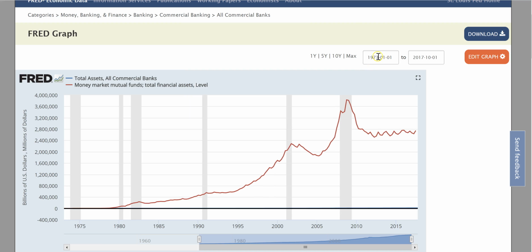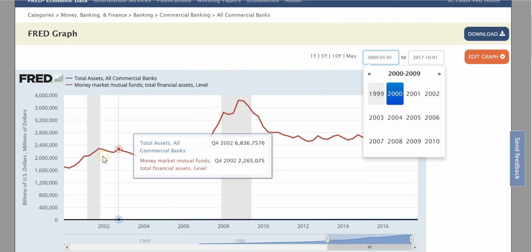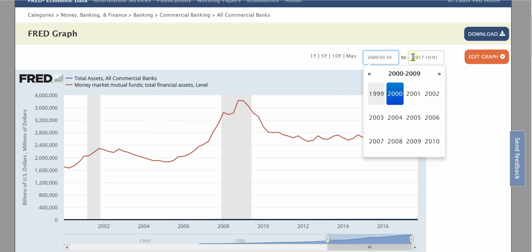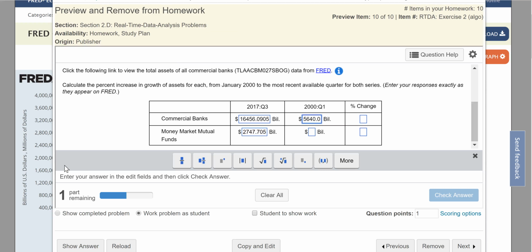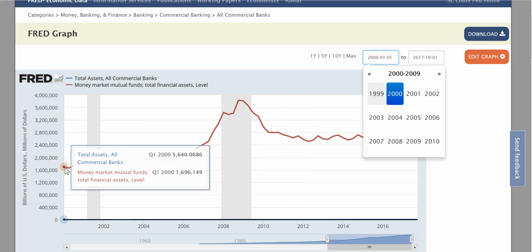Okay, so now you can see the graph just shows the portion which is between 2000 and 2017. If I put my mouse at the beginning of this graph, that shows the quarter one of 2000. So 5640.0686. And for the money market mutual funds, again, be careful about the units.